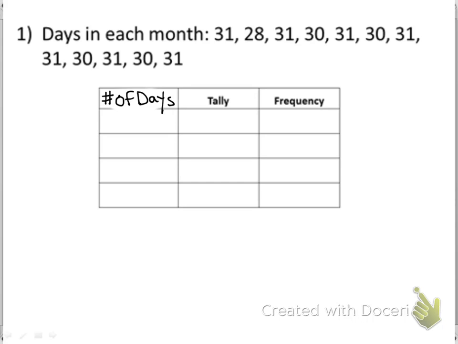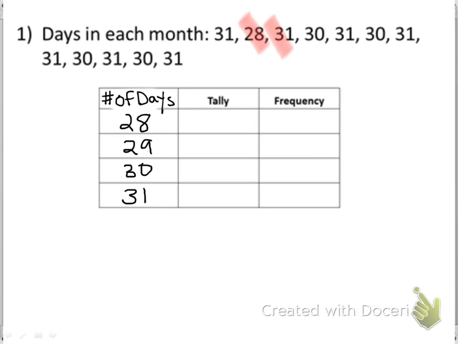All right, our first step is to fill in this column with our smallest and biggest numbers. So we're going to go through our data set and try to find our largest and our smallest. It looks like 28 is our smallest and 31 is our largest. So I'm going to go into this column and start at 28, then go up until I reach 31. So 28, 29, 30, and then 31. And now I'm done. Next step, to tally them, okay?